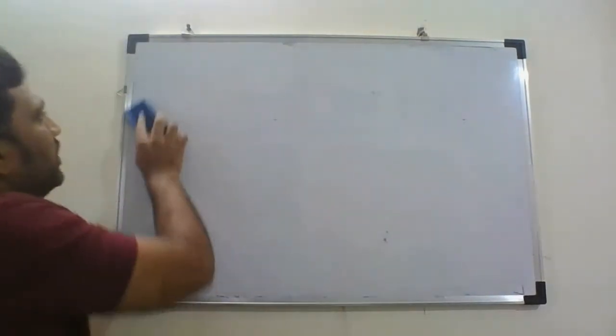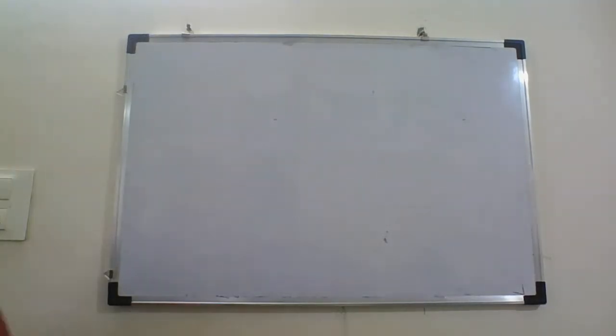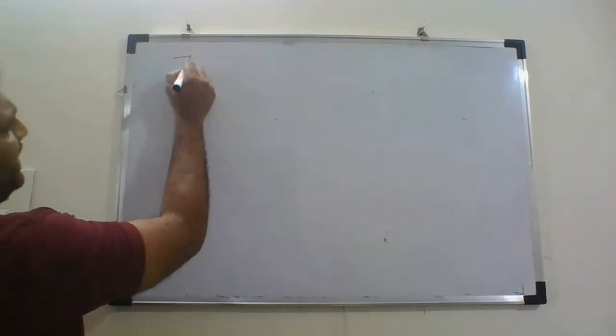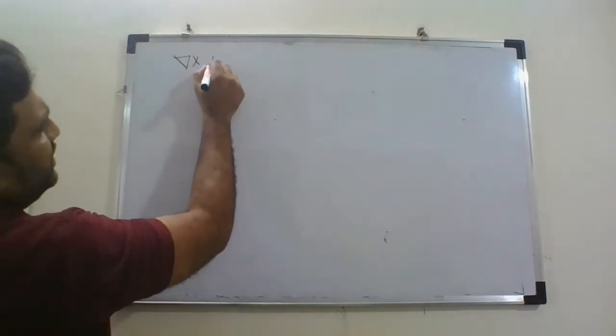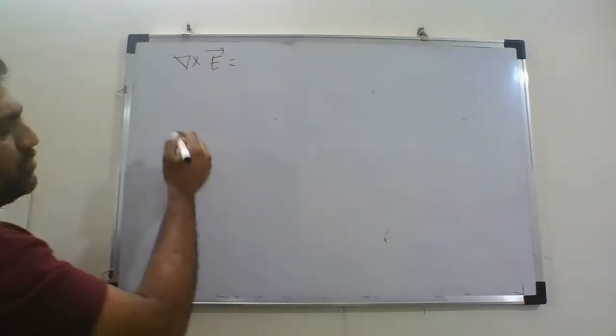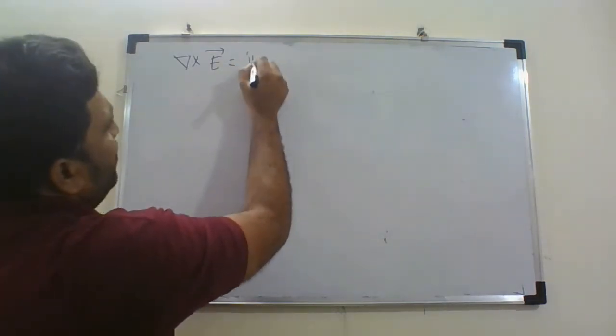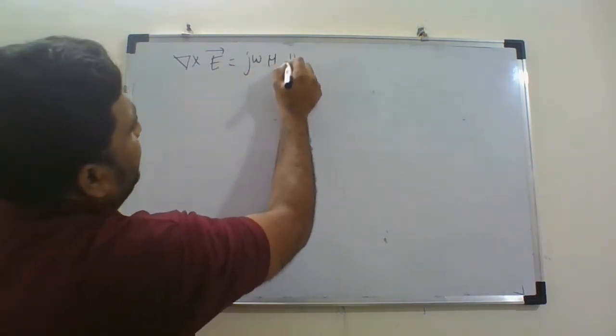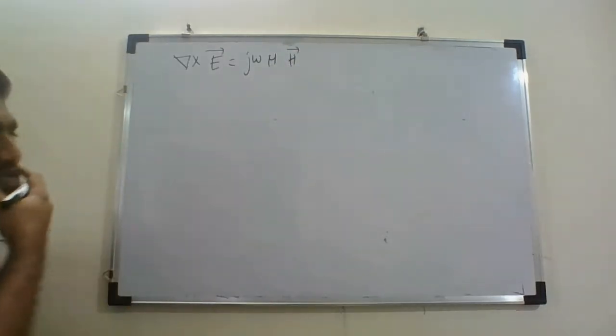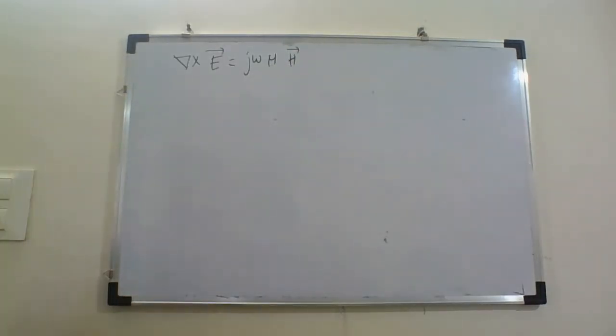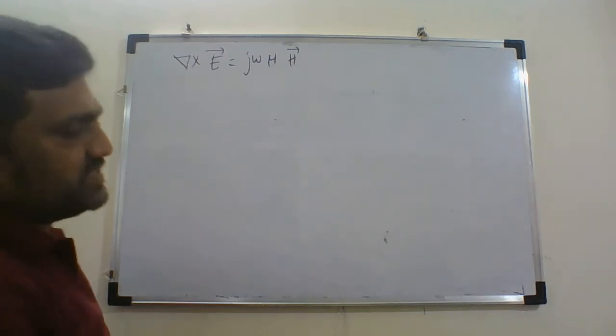For this, we will start with Maxwell's equations. We have a Maxwell's equation which is given by del cross E bar is equal to j omega mu into H bar. So del cross E is equal to j omega mu into H bar. This is a Maxwell's equation.